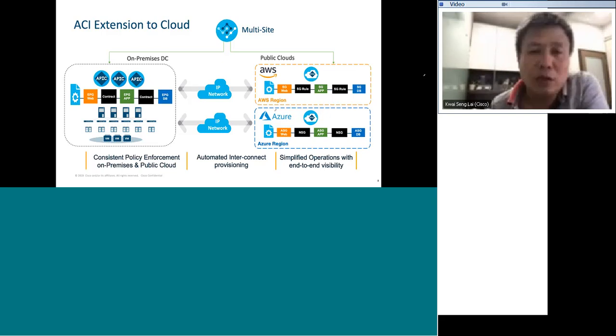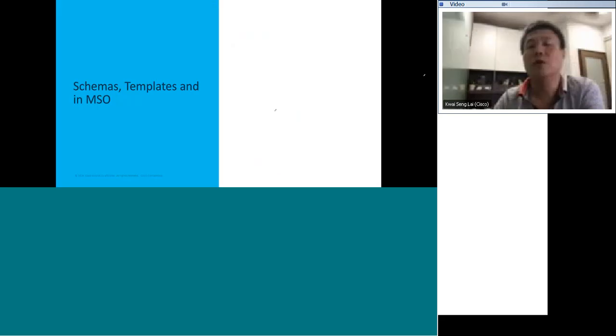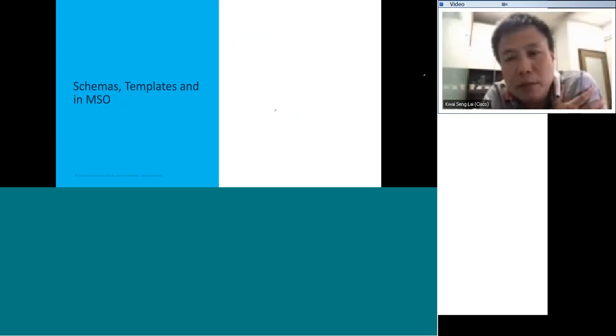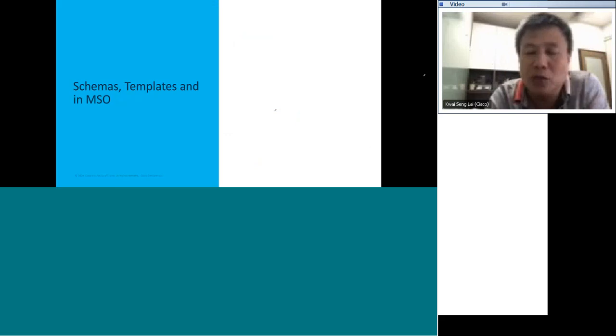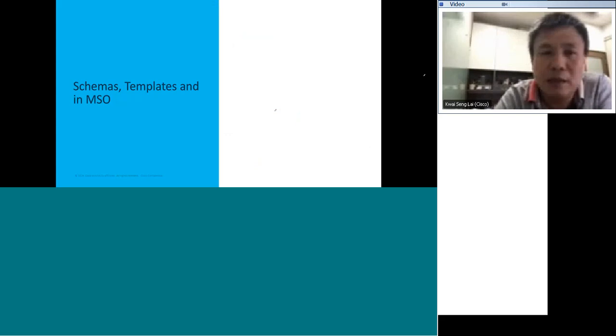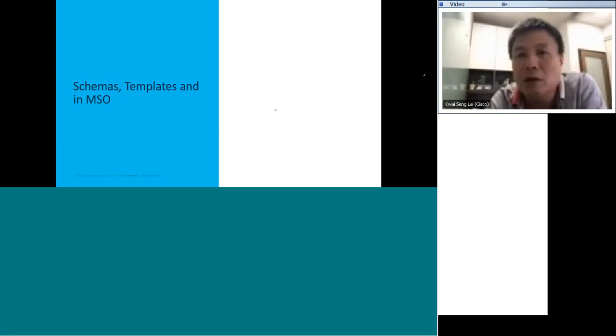So let's look into some of the specifics when we interact with multi-cloud orchestrator. In MSO, we introduce a few concepts. First is what we call a schema. A schema, think of it as a way to store the policies. So I have a schema, I store the policies. Then we also have templates. Templates live inside a schema. A template is to define a set of policies independent of the cloud.